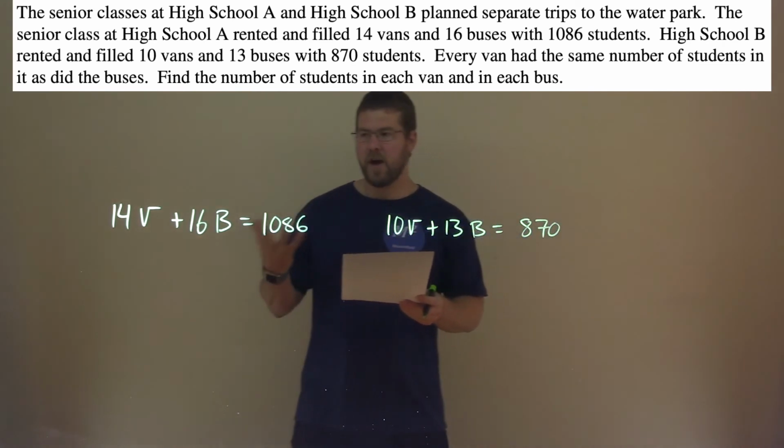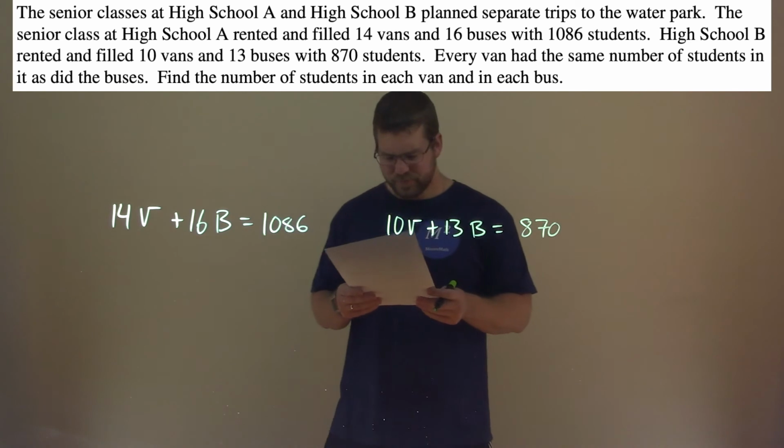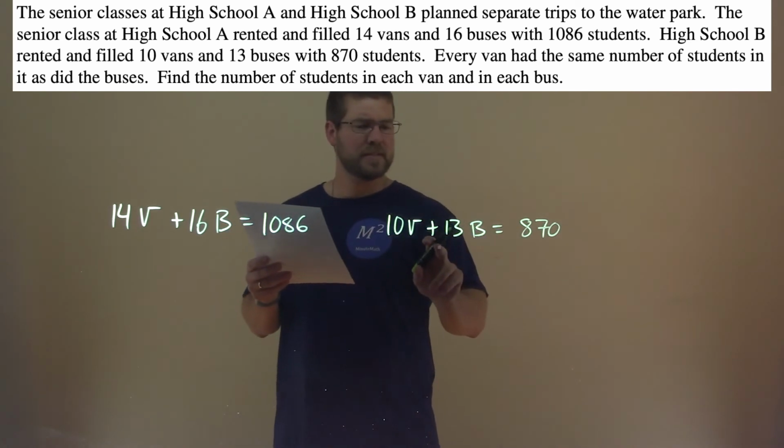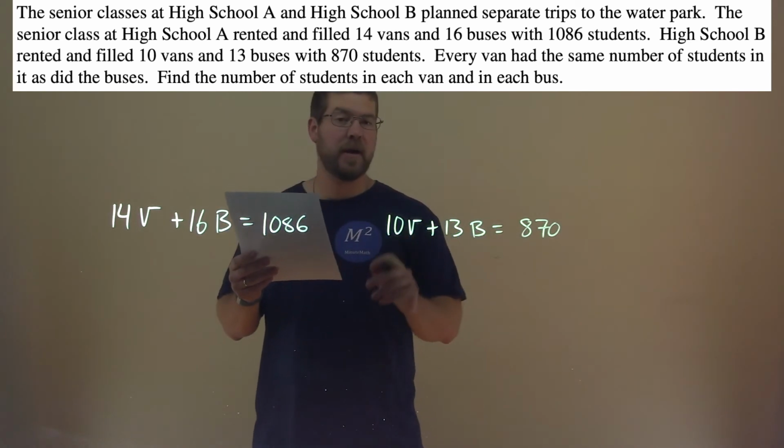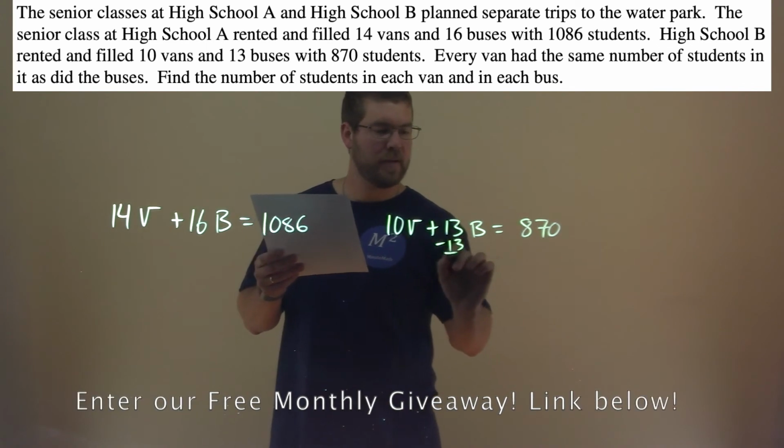So now we want to find how many are in each. So what I'm going to do here is I'm going to get this one, actually, V by itself. Subtract the 13B from both sides.